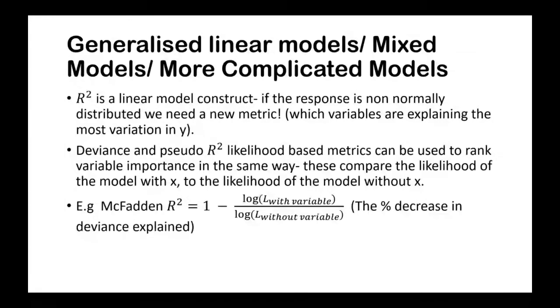People like them to look like R-squareds. So there's a lot of pseudo R-squareds around. One of them is McFadden's R-squared, which is just 1 minus the log likelihood with the variable over the log likelihood without the variable. Another thing you also see them called is D-squareds, because they're based on deviance.